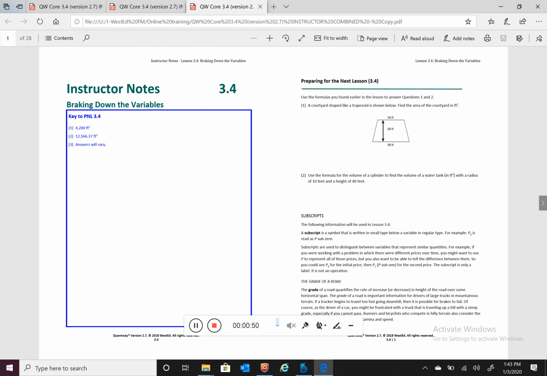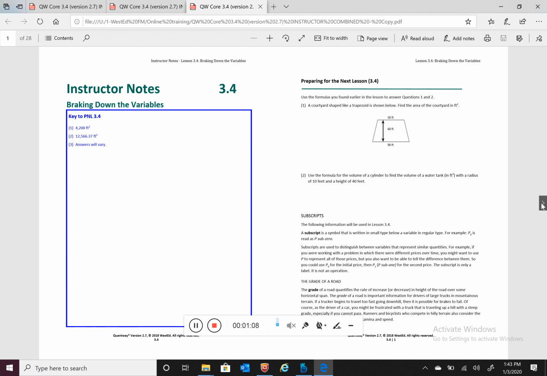So this is the page where the actual exercises the students need to accomplish are. On the left-hand side, as you can see, which is outlined in blue, that's what the instructor receives. The students obviously do not receive the answers.